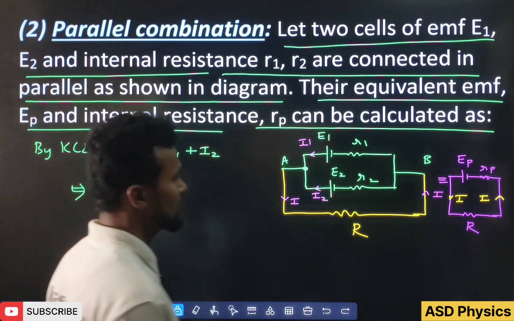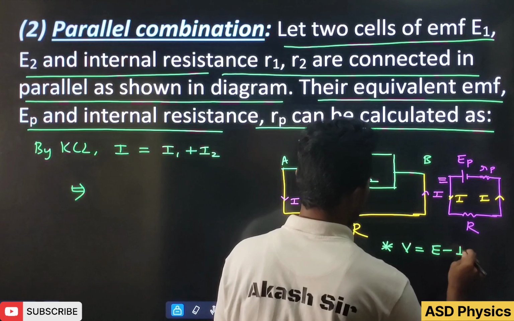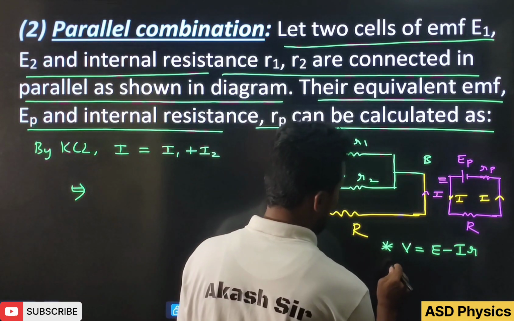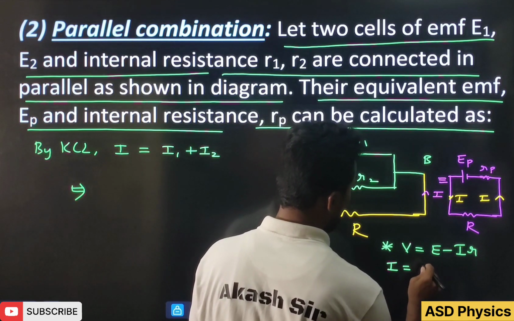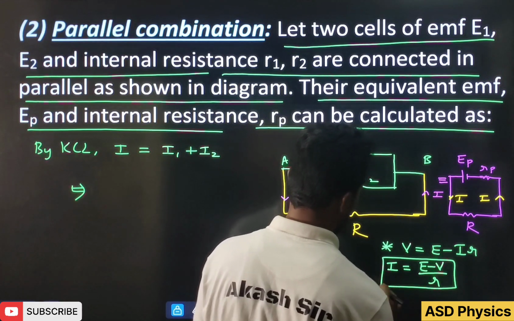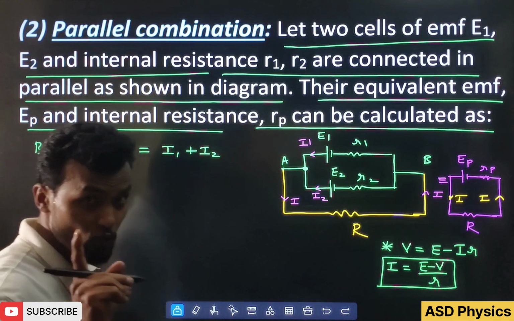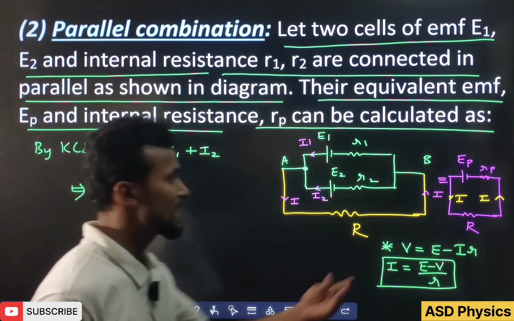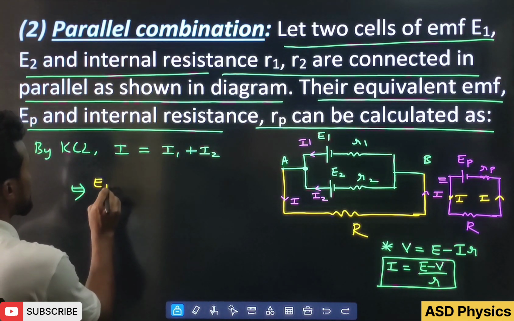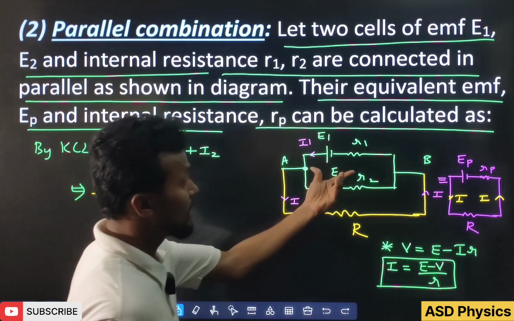Now this is a discharging situation, so you know very well that the discharging situation is always V equal to E minus Ir. From here, I we can write as (E minus V) by small r. Remember that I equal to (E minus V) by r, which situation? Discharging situation. So now what will be the I? This I I will write from the equivalent diagram: EP minus V by RP equal to I1, I will write from here.